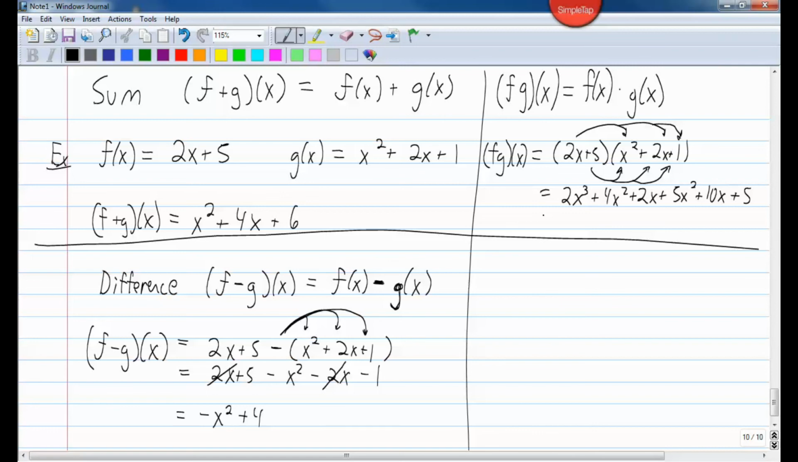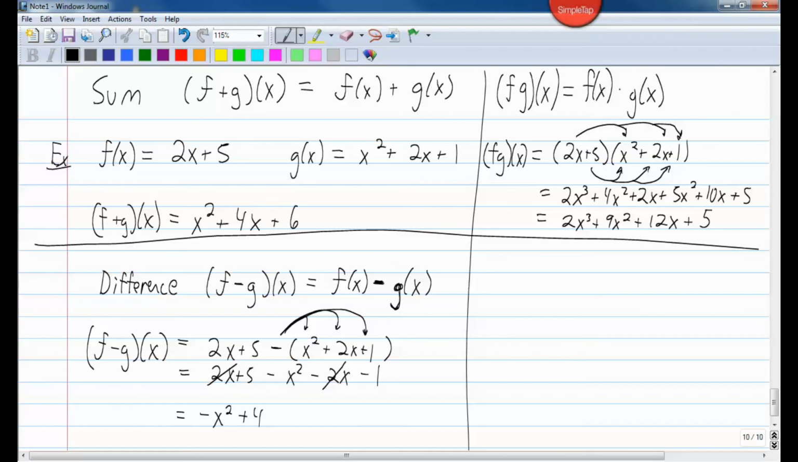Combine like terms, and I would have 2x cubed plus 9x squared plus 12x and then plus 5. Alright, so f times g of x means f of x times g of x.